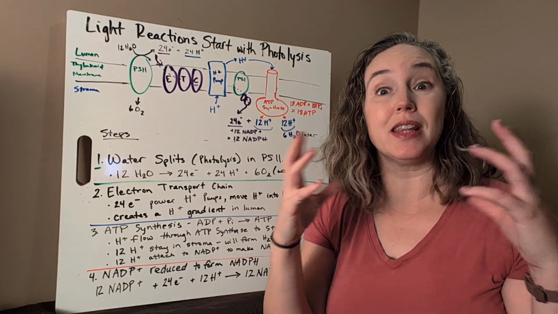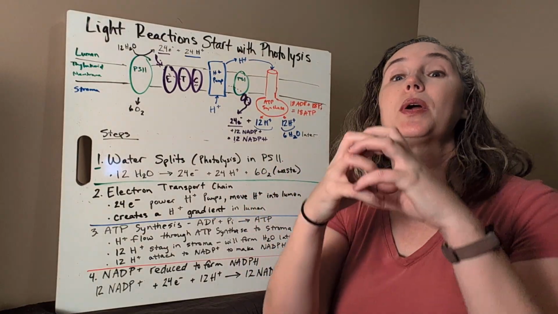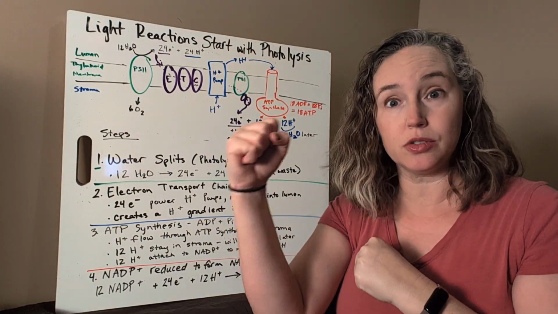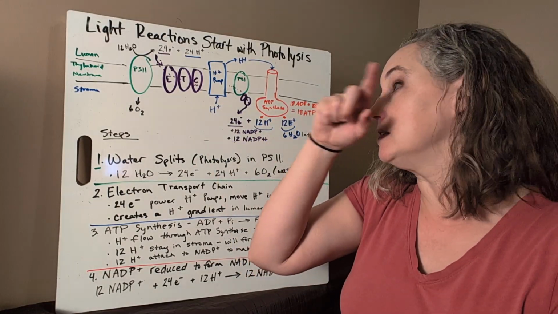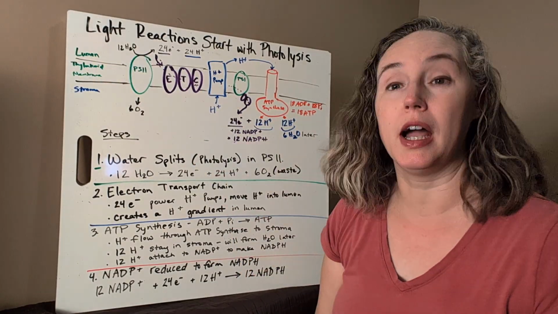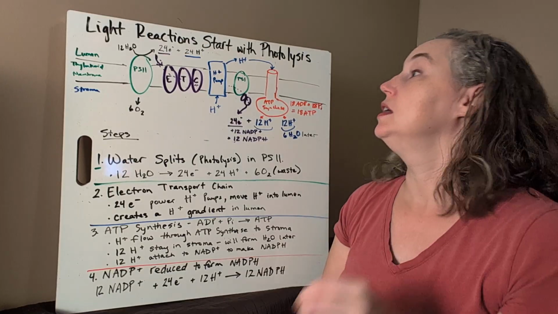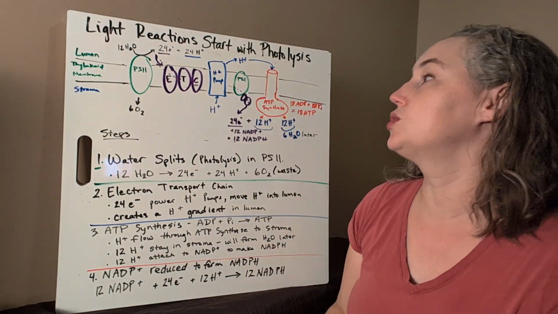Then it'll take the 12 hydrogens, I mean the 24 hydrogens, and break those into protons and electrons. Because you have 24 hydrogens, 12 times 2, you get 24 electrons and 24 protons.